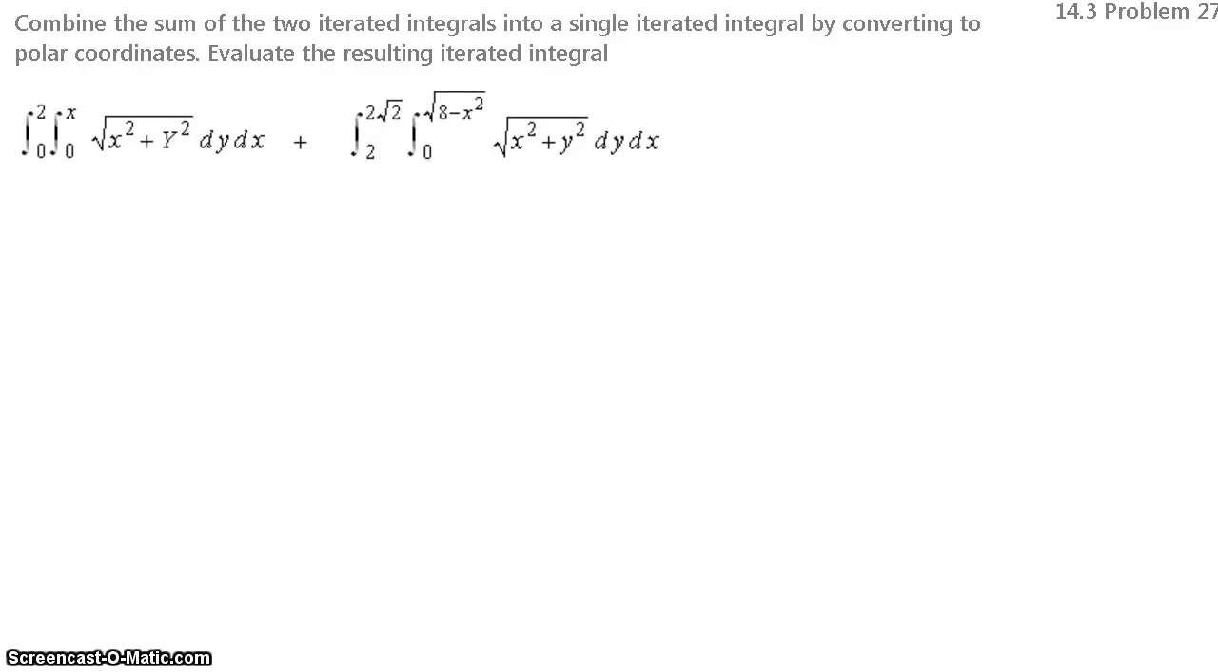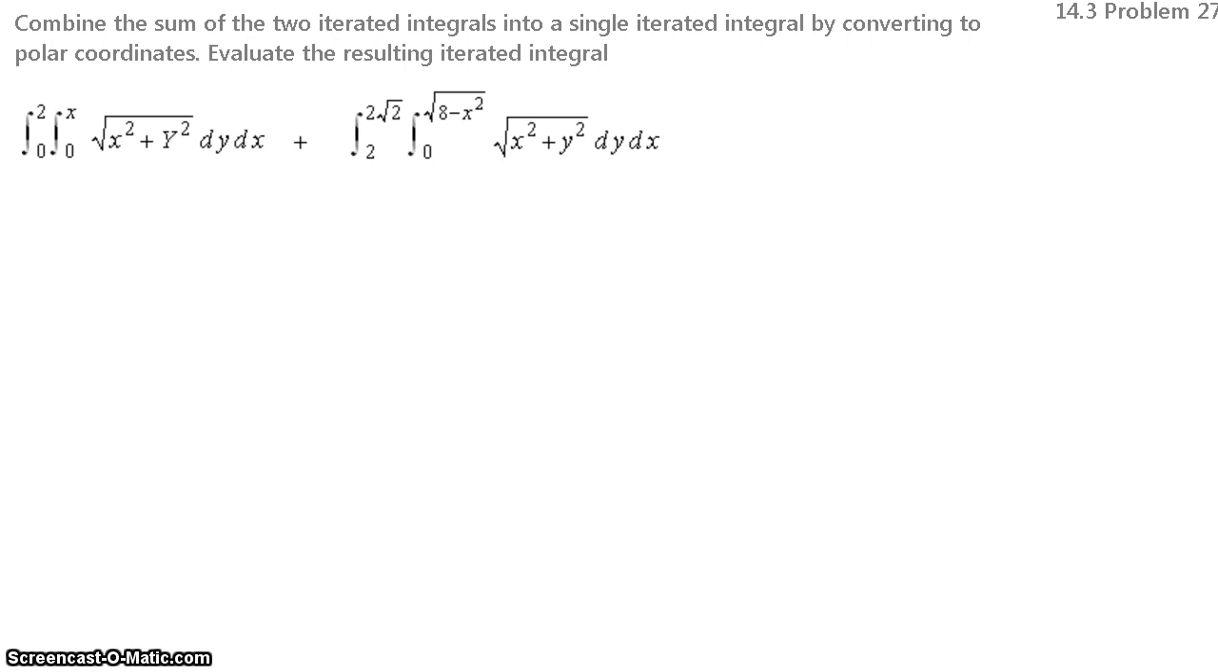I'm going to be doing problem 27 from the book, chapter 14, subsection 3. This problem is one where we convert from Cartesian coordinates to polar coordinates. I also chose one where there was a sum of two iterated integrals that you had to take into one iterated integral, because we haven't done a whole lot of those. I think it's kind of interesting.